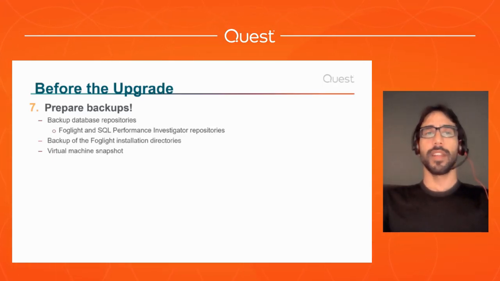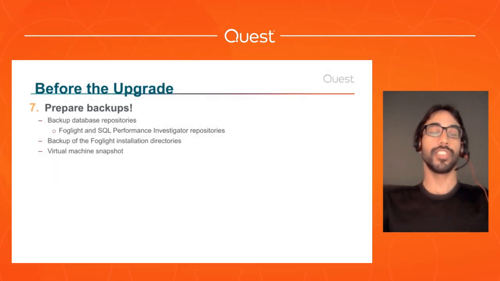When backing up Foglight, you would want to back up the databases for Foglight and the SQL Performance Investigator repositories if that feature is in use. You would also want to do a file system level backup of the Foglight installation directories for the agent managers and the management servers. And if possible, take a snapshot of the virtual machine, as this can provide a quick recovery point. And here we recommend to stop the Foglight application before creating the backups, as it ensures that there's no new data being saved.